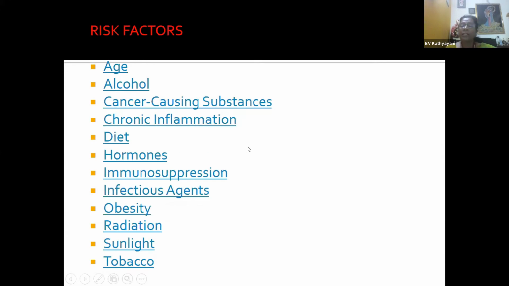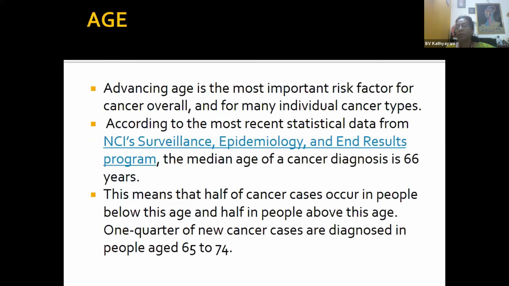So what are the risk factors? We all know that. There are many factors, which are modifiable and non-modifiable also. The age factor, alcohol, cancer-causing substances, chronic inflammation, diet, hormones, immunosuppression, infectious agents, obesity, radiation, sunlight, and tobacco. There are many more, but you can group them under these main risk factors. So let us see one by one. What is age, and why is age an important factor in cancer?